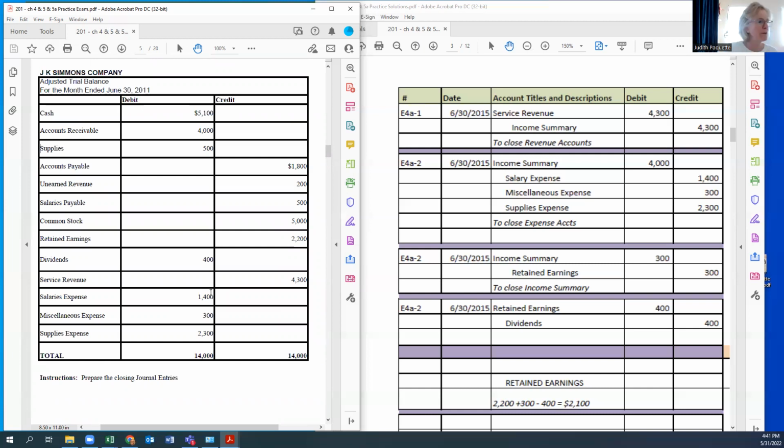So I try not to. Typically for an exam, I won't have spaces like this. There's no purple. It's just one big journal entry page. Okay, good question, because that's the sort of thing that drives students crazy.